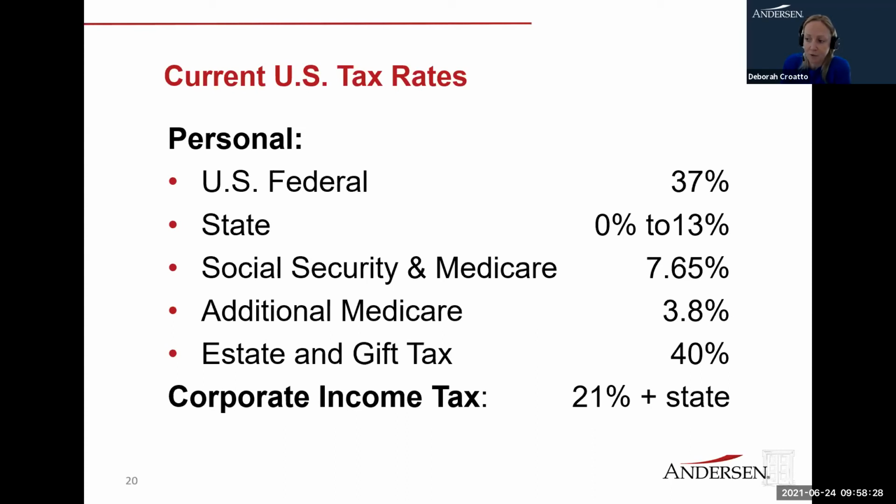The Biden proposals did not include anything in terms of estate and gift tax planning, but it is worth noting that the 11.8 million joint exemption that exists will sunset in 2025, so we'll go back to closer to 5 million. And lastly, we have a corporation tax rate of 21%, plus applicable state rates, and Biden has also proposed to increase that rate to 28%.